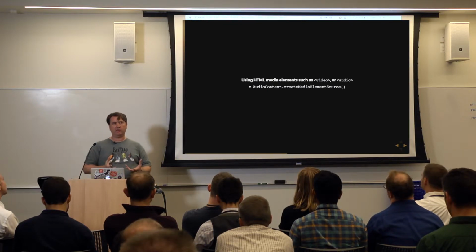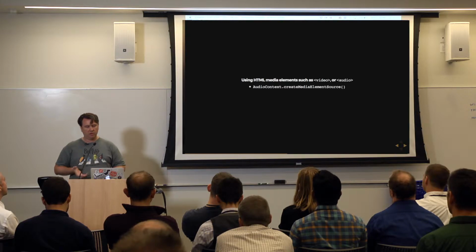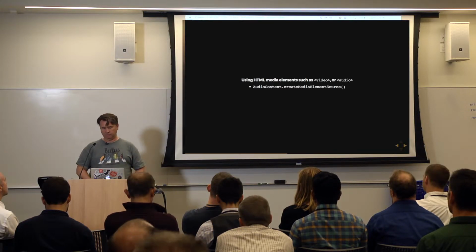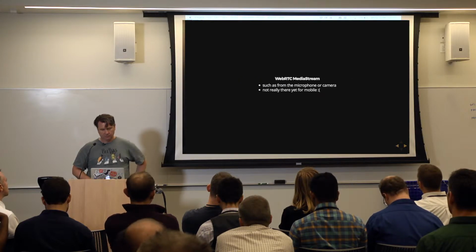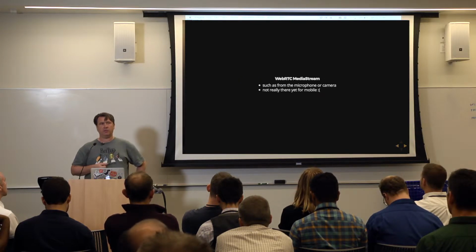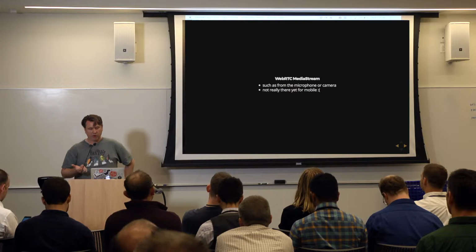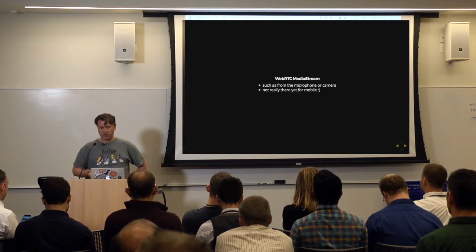So another way that we can create audio elements is from video. So video or audio. And also media streams, which isn't available everywhere, unfortunately. It's not quite there for mobile. But this is capturing sound from the microphone or the camera. And then once you have it in Web Audio API, you can actually manipulate it.